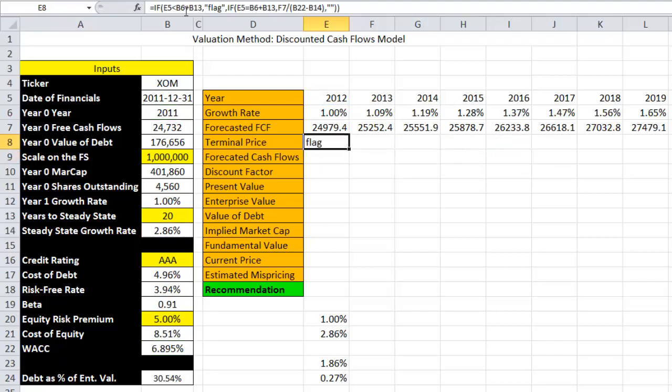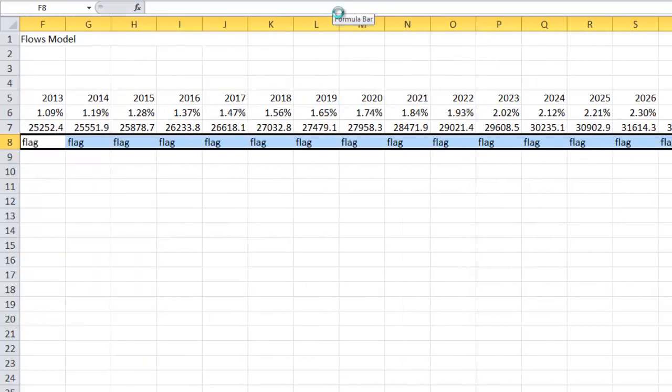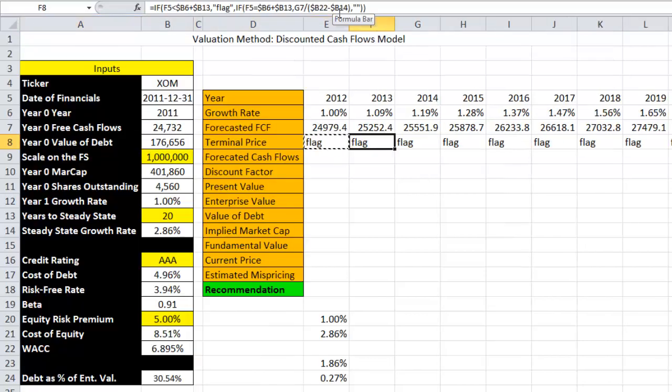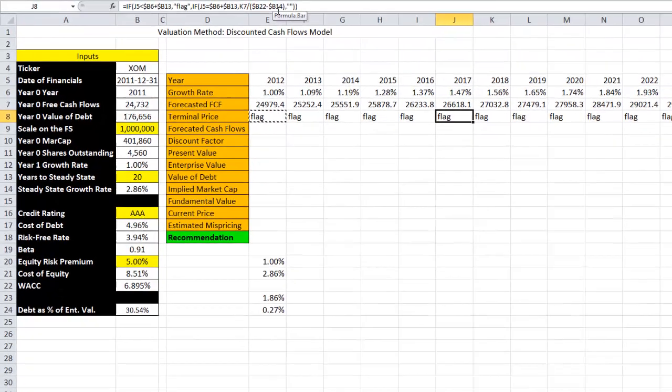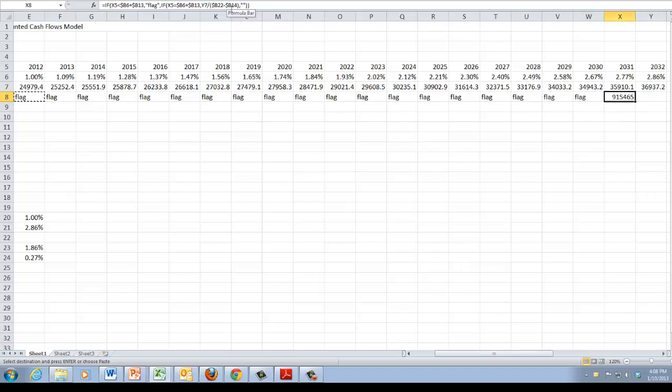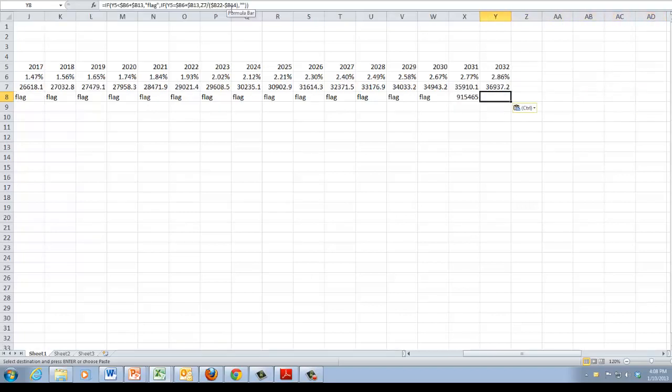Now, you need to lock in a lot of B's here, so get ready with your dollar sign. Lock in all the B's, and send it out as far as you need to. Now, if you did it correctly, you should see flags all the way out until you get a terminal price, and then you should see nothing after that, which we do.